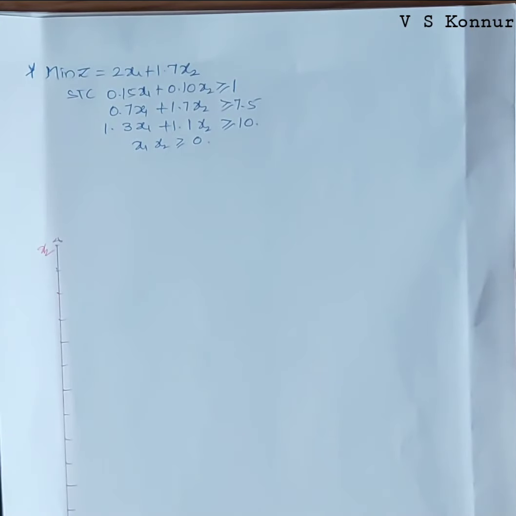0.7x1 plus 1.7x2 greater than or equal to 7.5. 1.3x1 plus 1.1x2 greater than or equal to 10. These are the three constraints which are given. Now, take the first constraint.